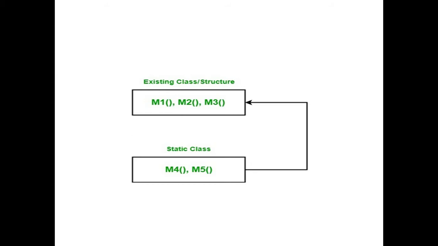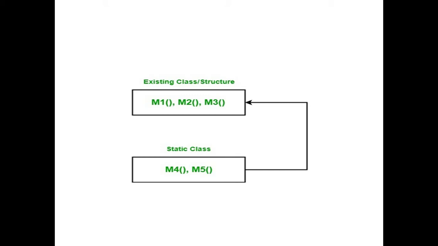Suppose you have a class or a structure which contains 3 methods and you want to add new methods in it, and if you don't have any source code of the class or you don't have permissions from the class or the class is sealed class and you still want to add new methods in it, then you can use extension method. This extension method will allow you to add new methods in it.